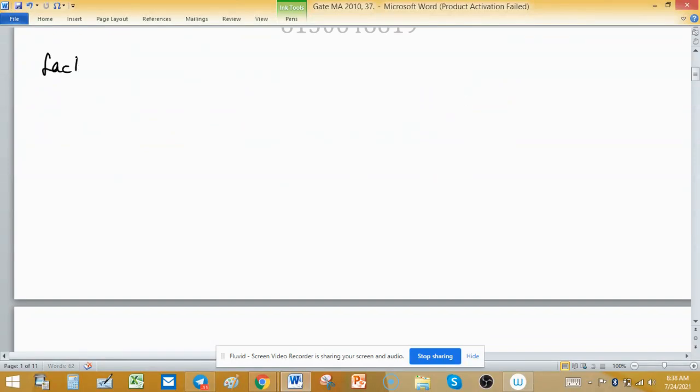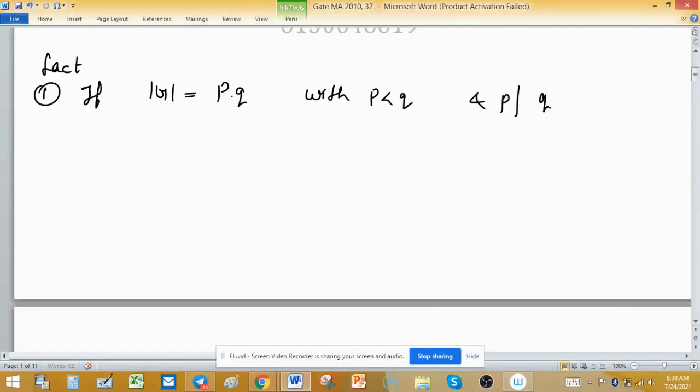Fact 1 is, if the order of G can be written as a product of primes p and q, with the condition that p is less than q and p divides q minus 1, then either G is cyclic or non-abelian.